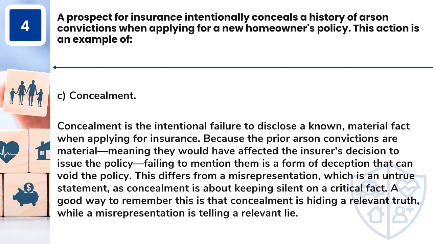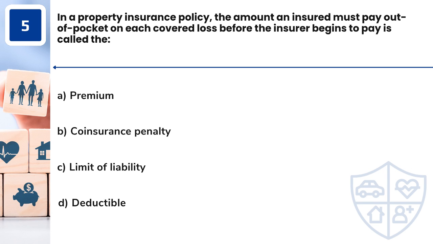Question 5. In a property insurance policy, the amount an insured must pay out of pocket on each covered loss before the insurer begins to pay is called the A. Premium, B. Co-insurance penalty, C. Limit of liability, D. Deductible.